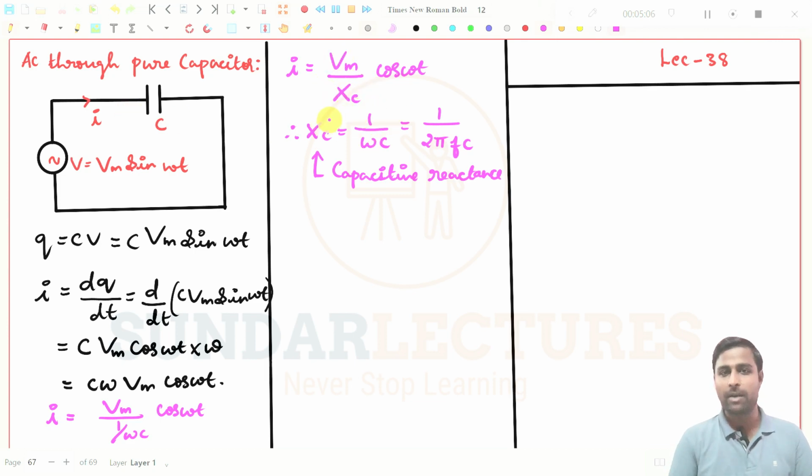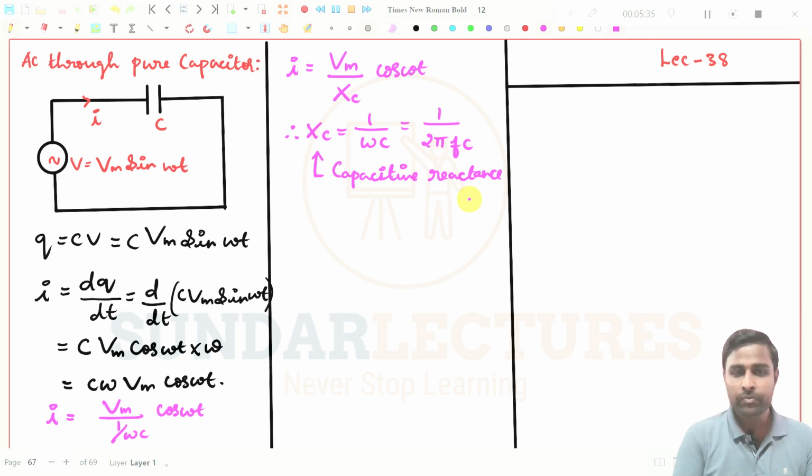Since Xc is in the denominator, it is the opposition path for the flow of current in the capacitor, like a resistor in a resistive circuit. In a resistive circuit, the current is Vm divided by R. That R is the opposition created by the resistor to the flow of electrons. Here it is the capacitor, so I am writing it as capacitive reactance.